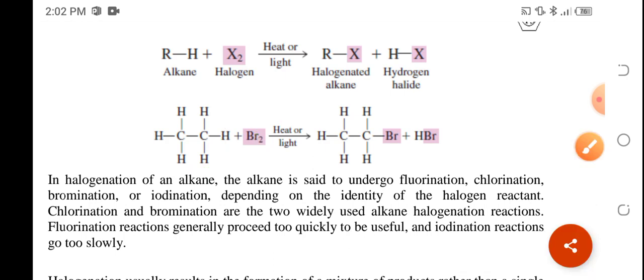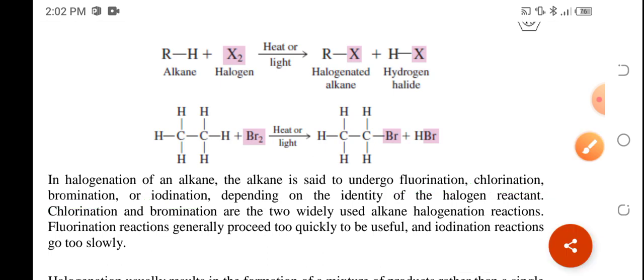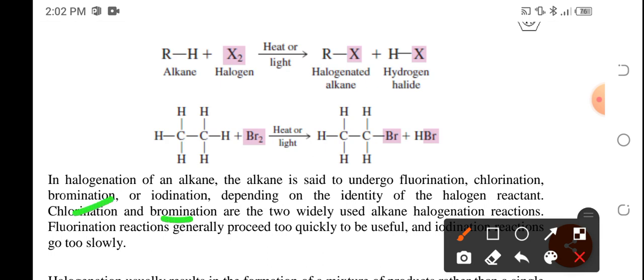Now, if the halogen na gagamitin ay fluorine, of course, the halogenation is known to be fluorination. Kapag chlorine naman ang gagamitin mo, chlorination. And then for bromine is bromination. And of course, pag iodine naman ay iodination. Okay. Pero sinasabi nila that chlorination and bromination are the widely used halogenation reaction for alkane.